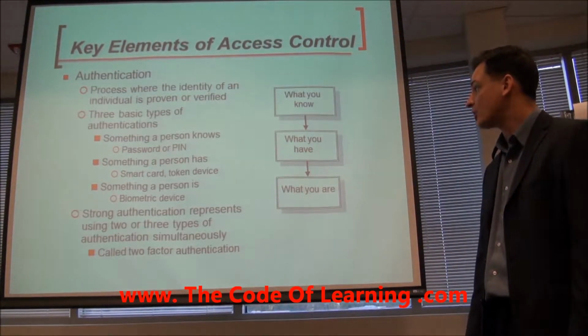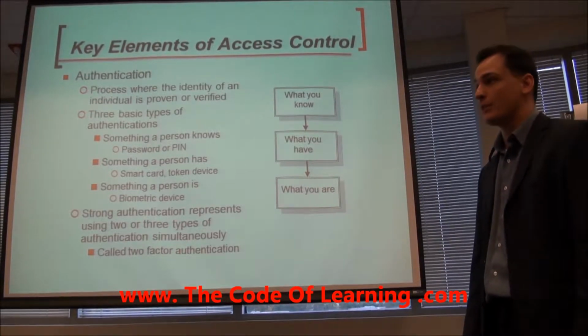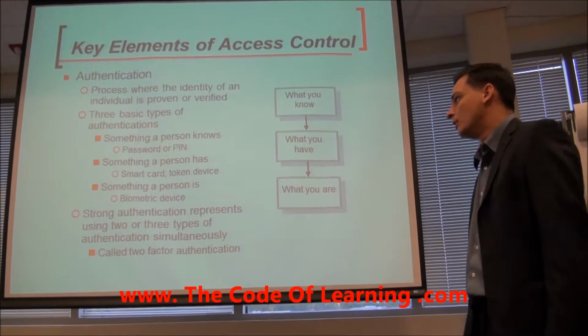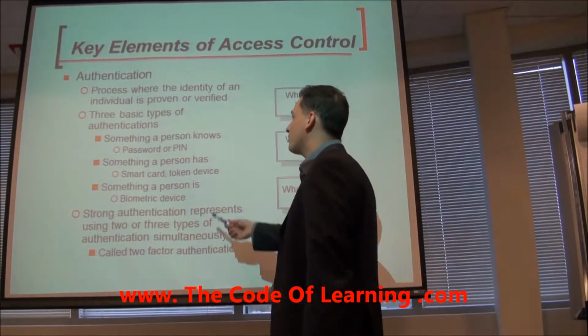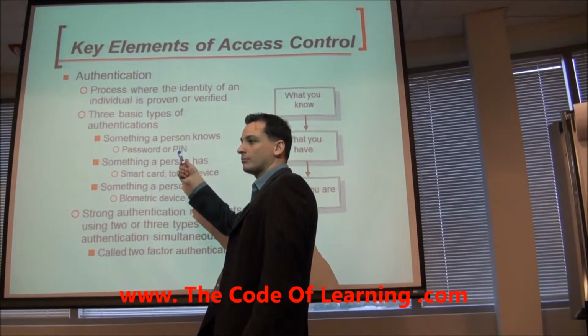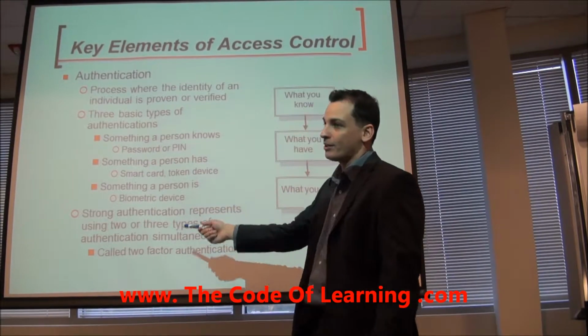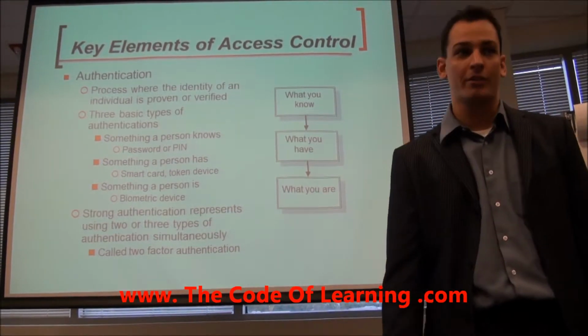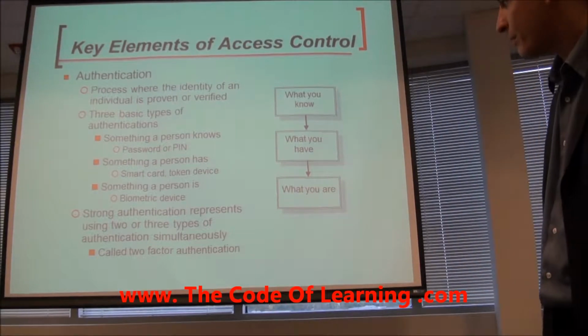Then you got authentication. You can authenticate somebody on something you know, something you have, or something you are. So circle that. So if I say a password or PIN, you would say something you know. If I say a biometric device, you would say something you are. If I say a smart card or a token device, something you have. There you go, piece of cake, right?